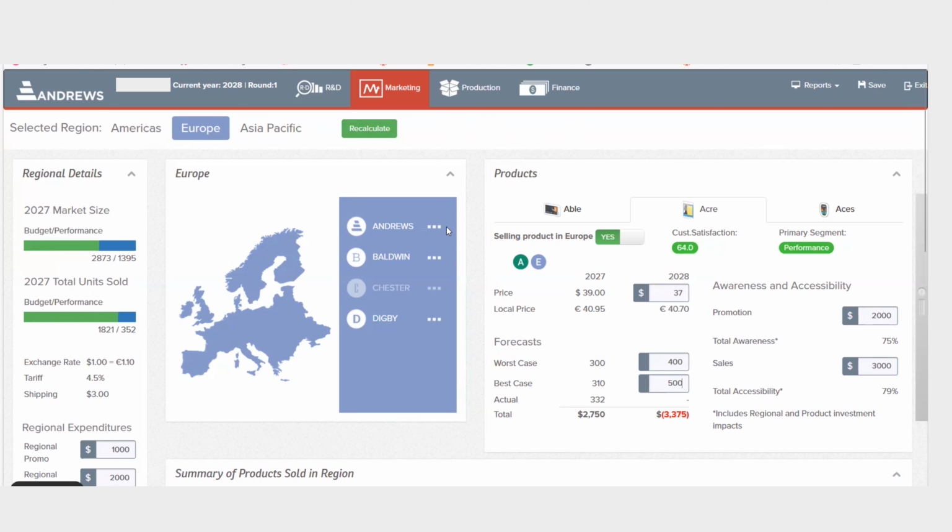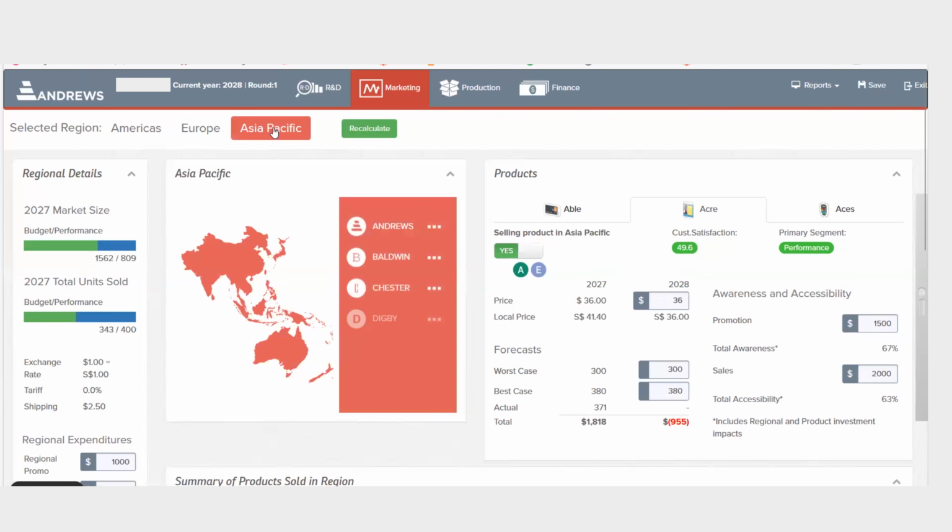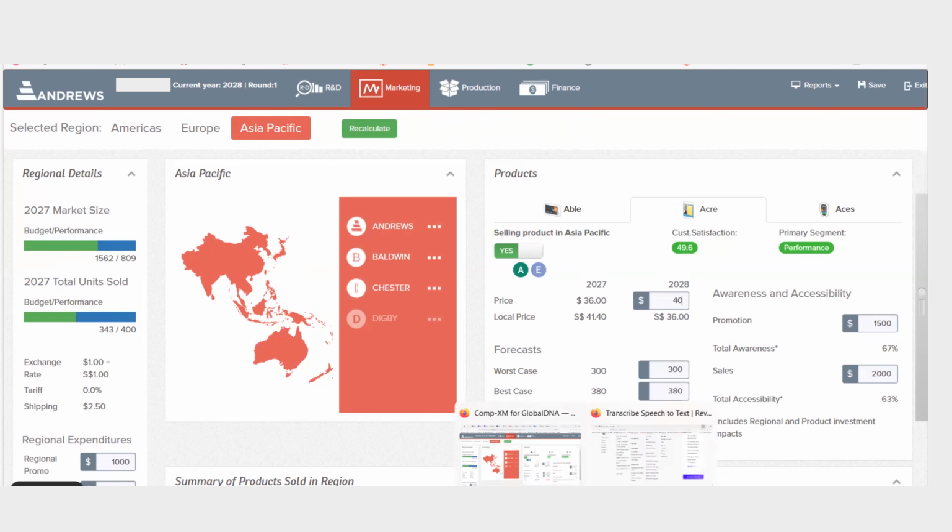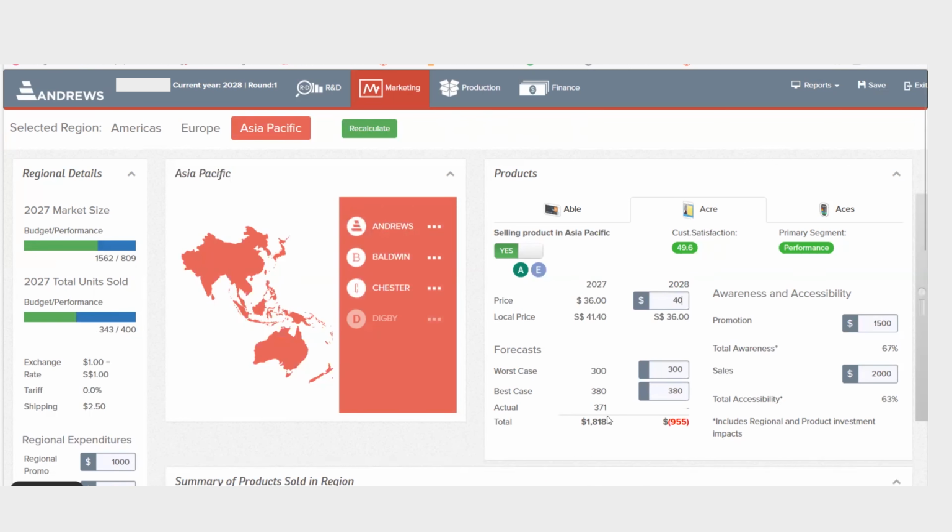Okay, now let us go to Asia Pacific. And in Asia Pacific, we are changing the price to 40 for our acre product. And then promo budget, we are going to have 1,500. Sales budget, we are going to have 2,000. And then for the forecast, we are going to have 400 for worst case, and best case 450. With this, we are expecting to make some profit of about 1826, which is good for this round.